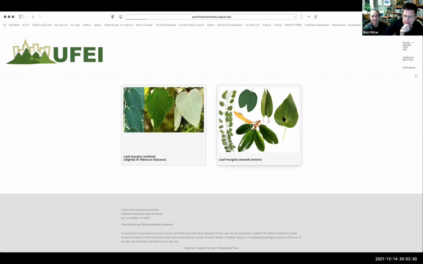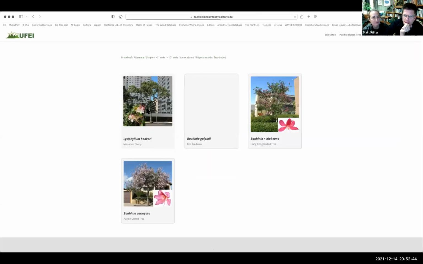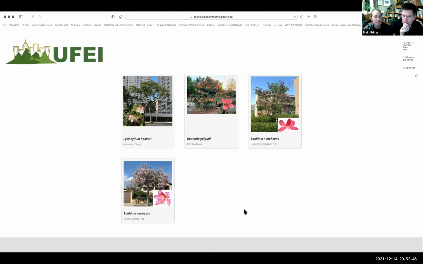So we'll choose this. And then, are these leaves two-lobed? They most definitely are. You guys probably all saw that. They're not like this; they definitely have two major lobes. And we come here and it shows the trees with two lobes. So these are the only 4 trees that have those characteristics. At which point, the way that we've set up this key is that it's linked to select tree, which we'll talk about in a second.